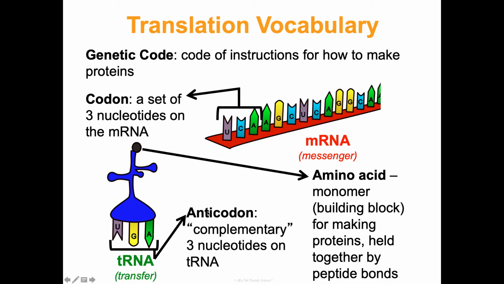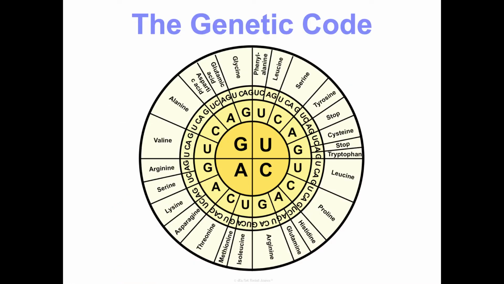So the tRNA has an anticodon on one end, which is just a complement to the codon, and it has the amino acid, the building block for making proteins, on the other end. And the amino acid corresponds to whatever this codon is. So, for example, let's say the codon says AAA. You start in the center and you pick the first letter. So let's pick A. And then you go to the second part of the circle, which is A. And then the third part, which is A. And that tells you lysine.